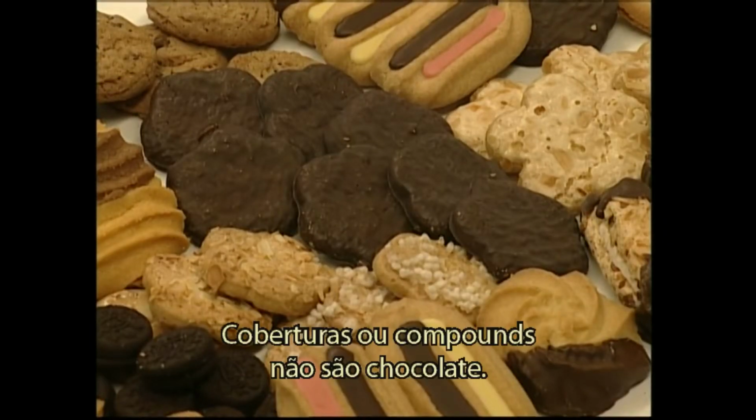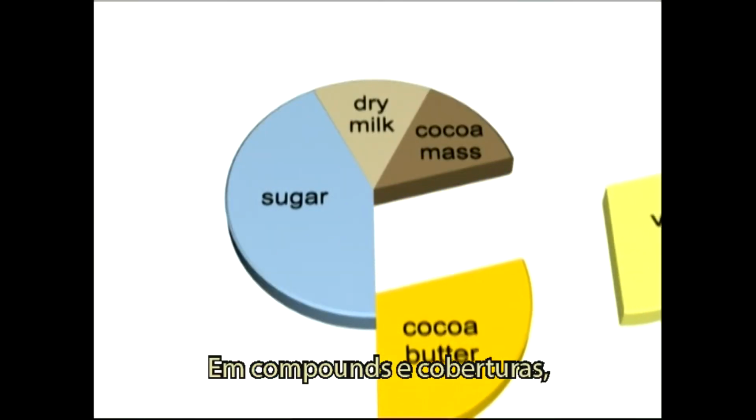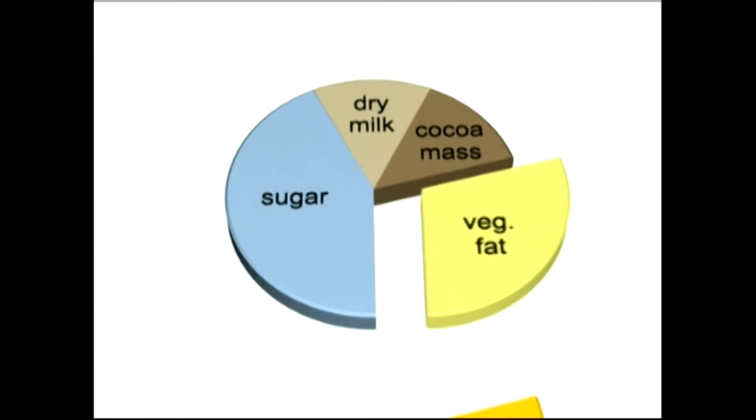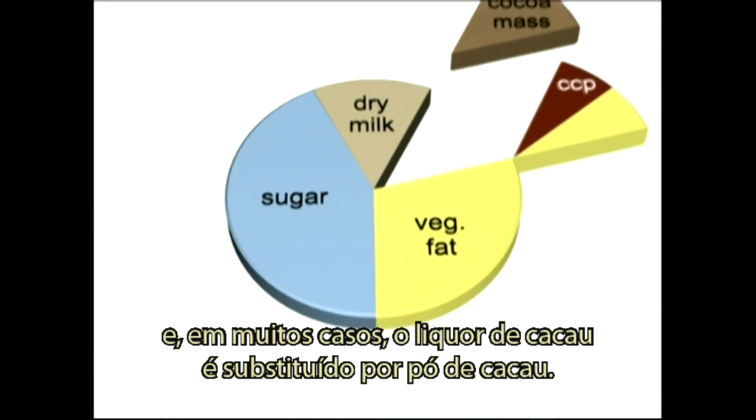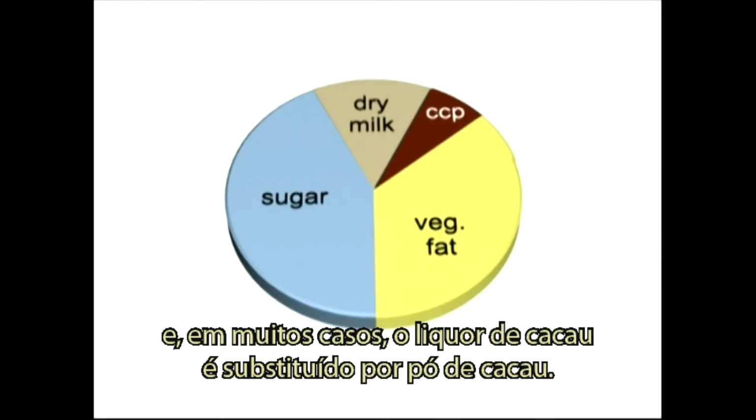Compound coatings give us the impression of chocolate. In compounds and coatings, cocoa butter is replaced by a vegetable fat other than cocoa butter, and in many cases, the cocoa mass is substituted by cocoa powder.